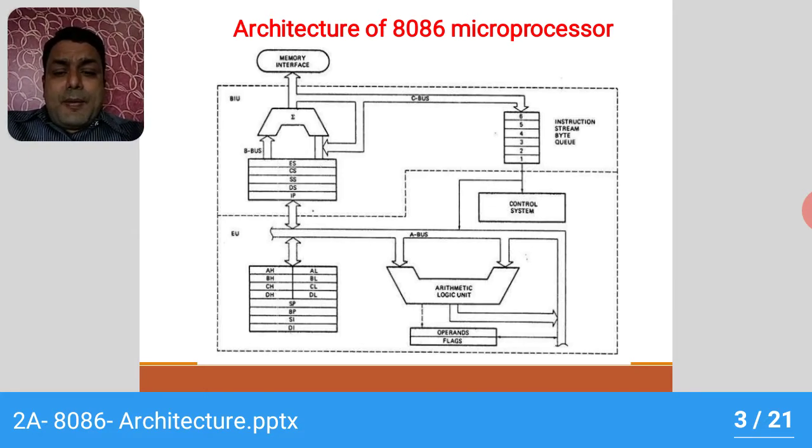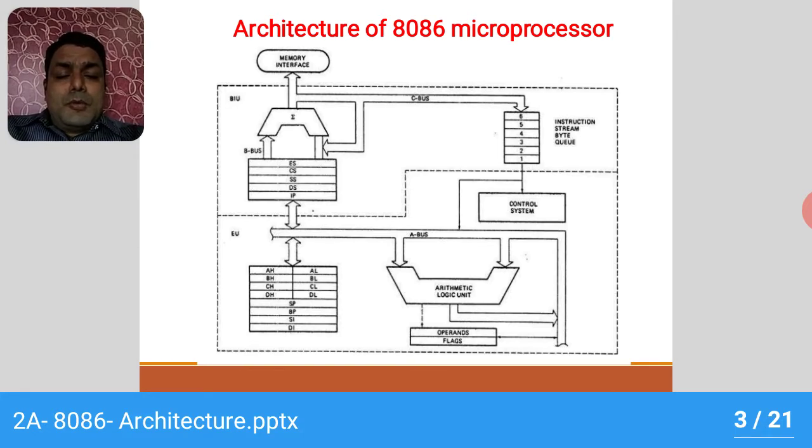Now, what are the main functions of the execution unit? First one, decoding of instructions, and execution of instructions. The main steps involved in the execution unit are: the EU extracts an instruction from the top of the queue in the BIU, decodes the instruction, generates operands if necessary, passes operands to the BIU and requests it to perform read or write bus cycles to memory or input/output, and performs the operation specified by the instruction on operands.